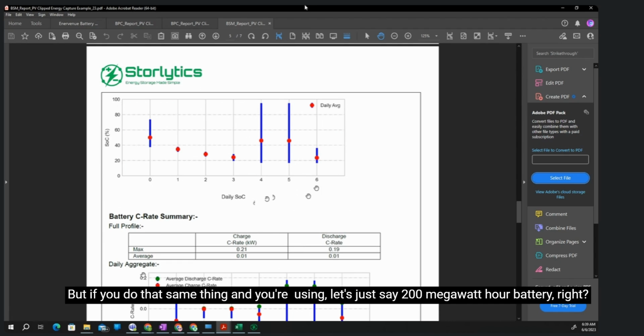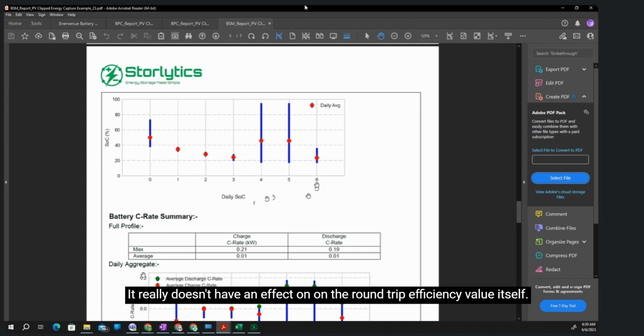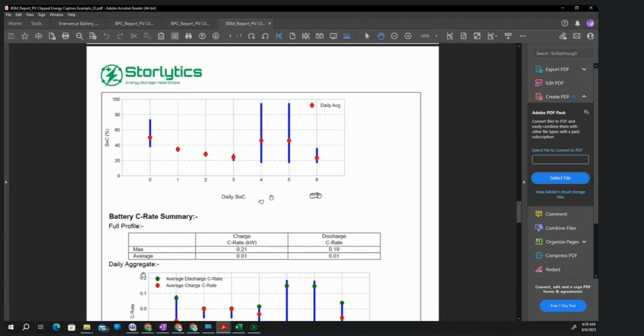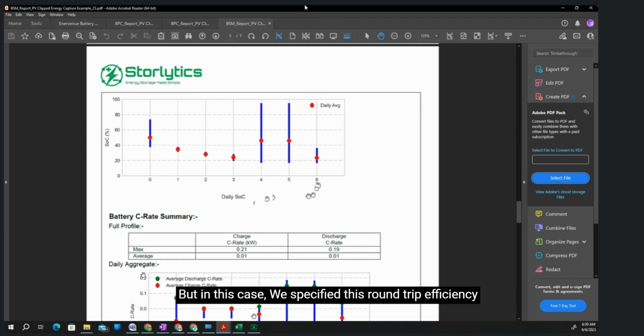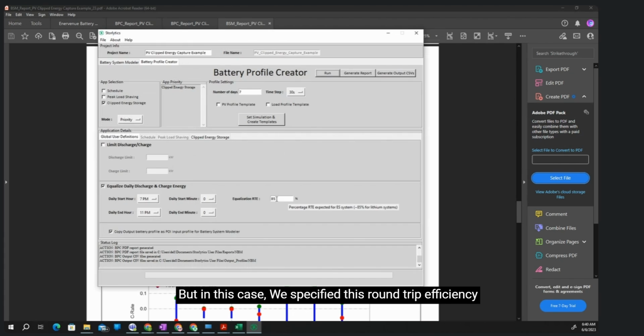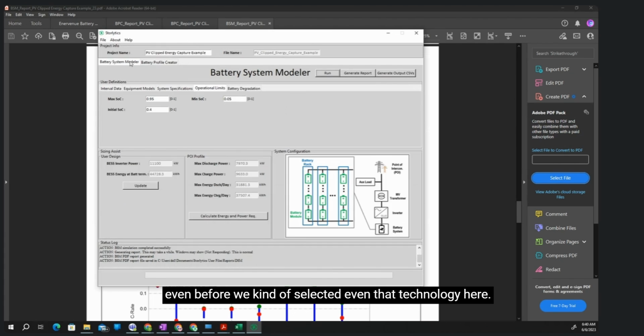But if you do that same thing using, let's say, a 200 megawatt hour battery, it really doesn't have an effect on the round trip efficiency value itself. The technology has an effect on what the metric ends up being. But in this case, we specified this round trip efficiency even before we selected a technology here.